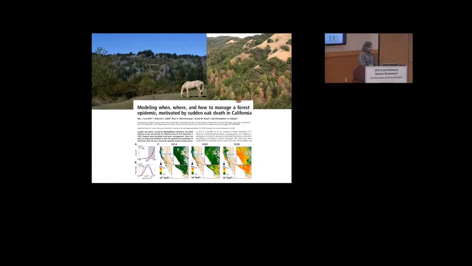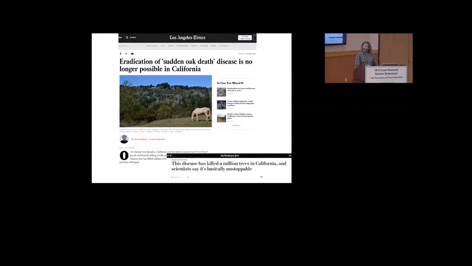This was a modeling study. It was a culmination of a number of modeling efforts, and we showed that it's really too late to eradicate the disease at the statewide scale, and that we need to move on to mitigation strategy. Even though we point this out in the paper, the reaction to that particular publication was really focused on the fact that eradication was no longer possible.